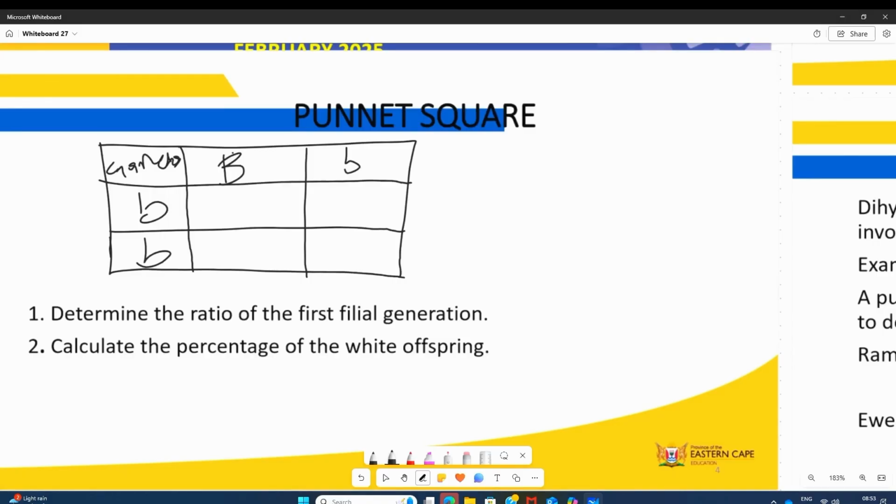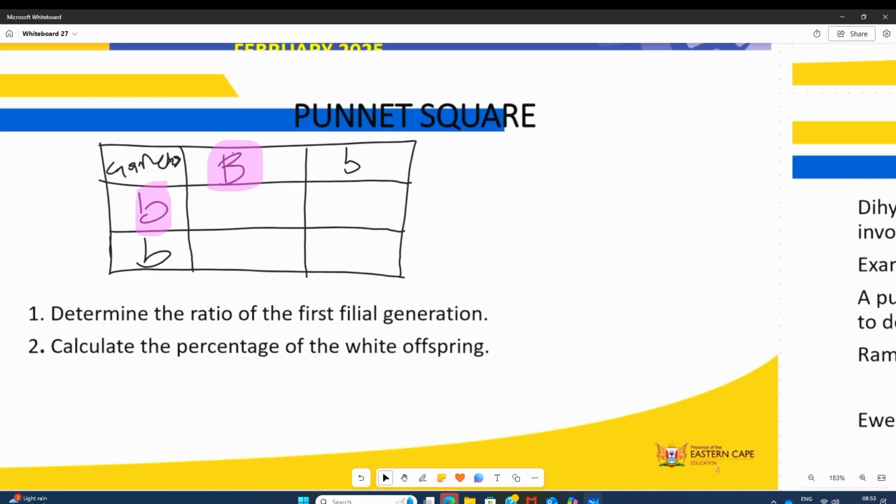Then coming to the fertilization part, that is the fusion. We're going to cross the capital letter B and the small letter b. This is the capital letter B that we are using, and this is the small letter b that we are using.